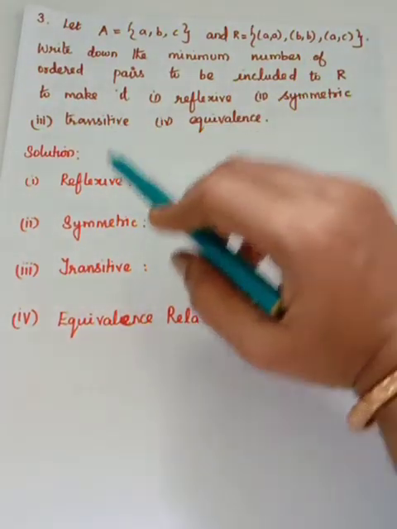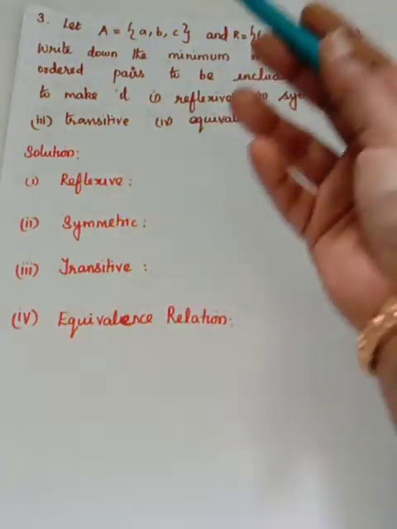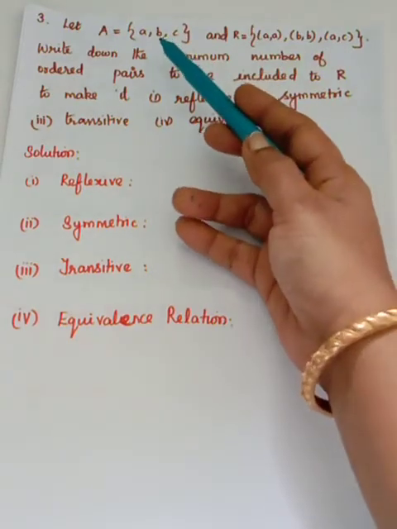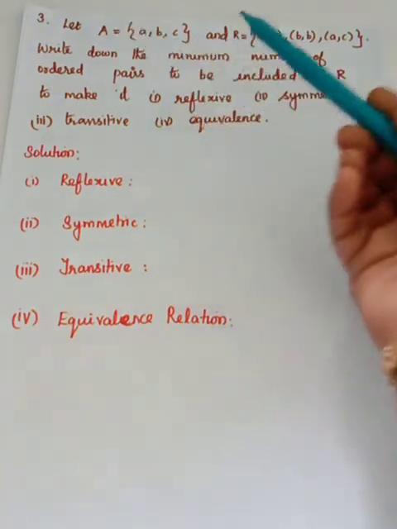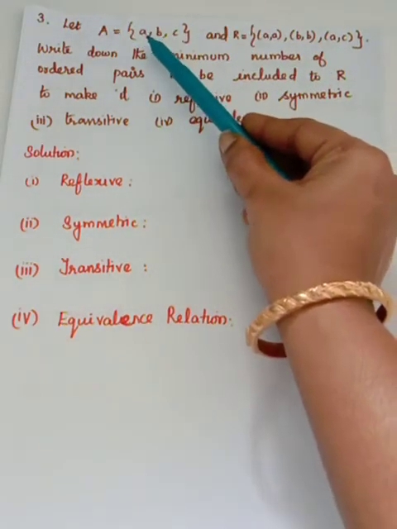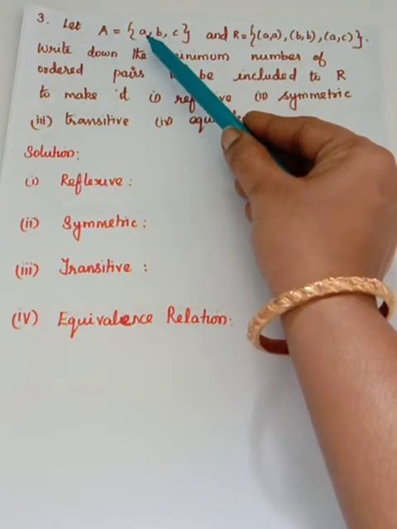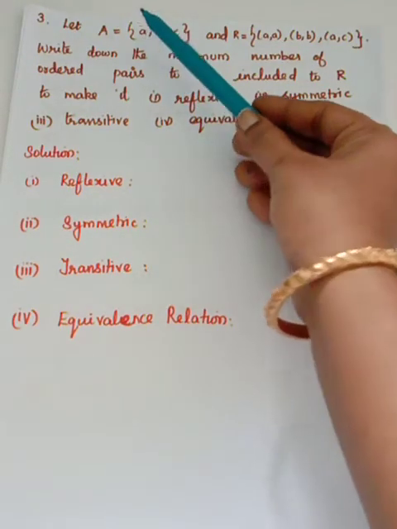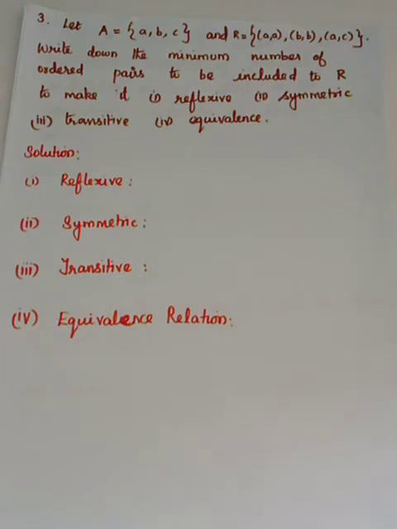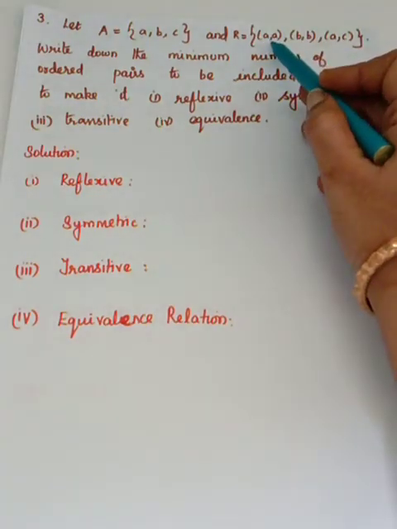Reflexive means what? For reflexive alone, we have to take the elements from the set. So how many elements are there here? Three elements. Take the first element, a. If you want to say this a is related to a, which ordered pair should be in the relation? A comma a. So a comma a is present here.